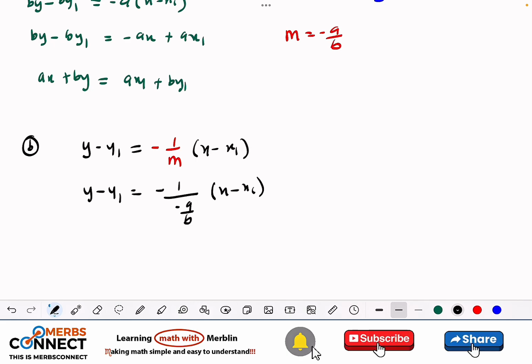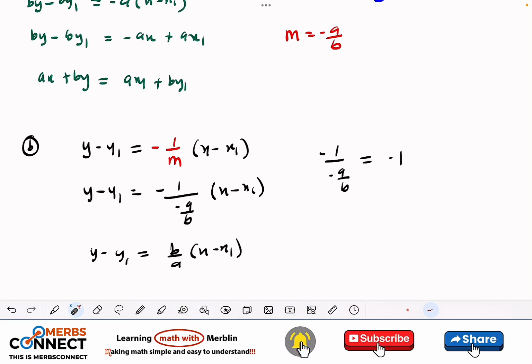This is going to be y minus y1 is equal to, this one here is going to be b divided by a, x minus x1. Okay, so this is how it is. I have minus 1 divided by minus a divided by b. This is the same as, I'll write minus 1, then instead of this division, I'll just write it divided by minus a over b. And this is minus 1 times b divided by minus a. So minus will cancel the minus, and 1 times b over a is what we have here.